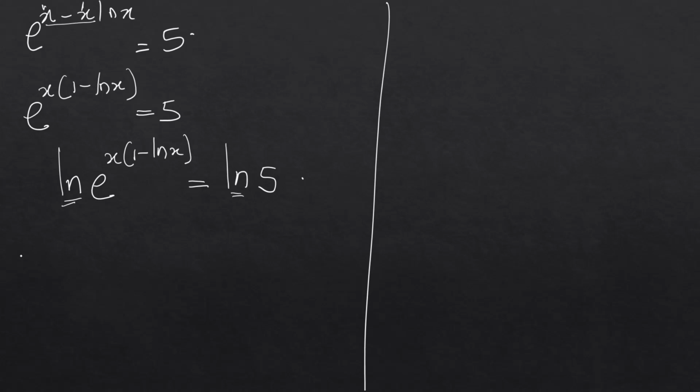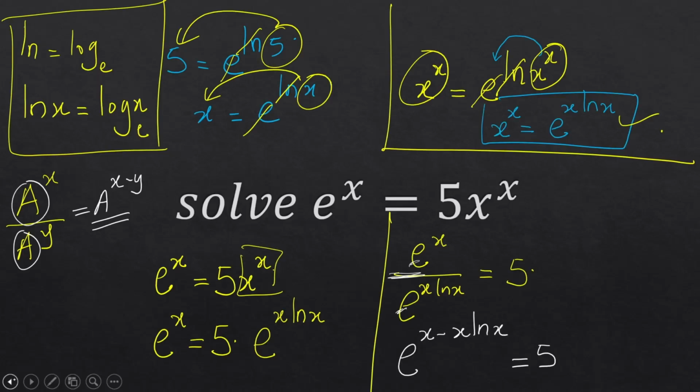So I have x bracket 1 minus ln x, then ln e. You see that? Everything on top has been brought down. It's going to be ln 5. Now, there is something I didn't tell you from the beginning. What I didn't tell you was, I think I did. Maybe you didn't pay attention. I'm sorry for that, please.